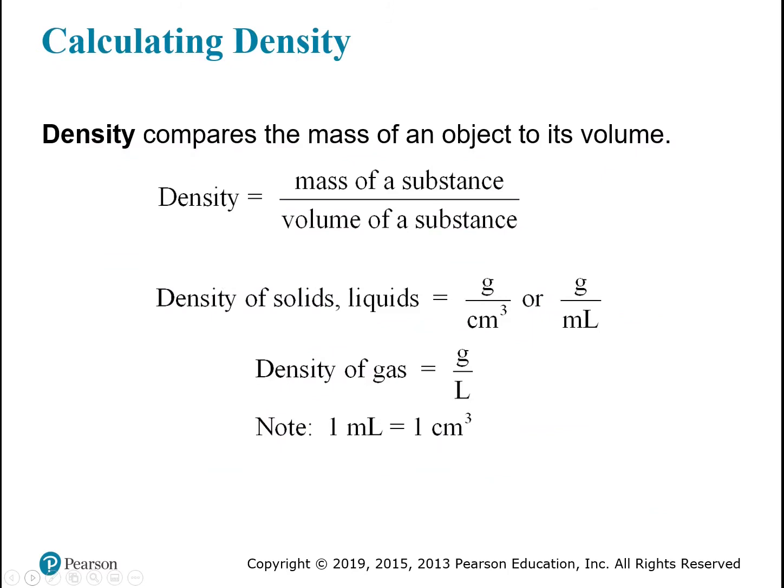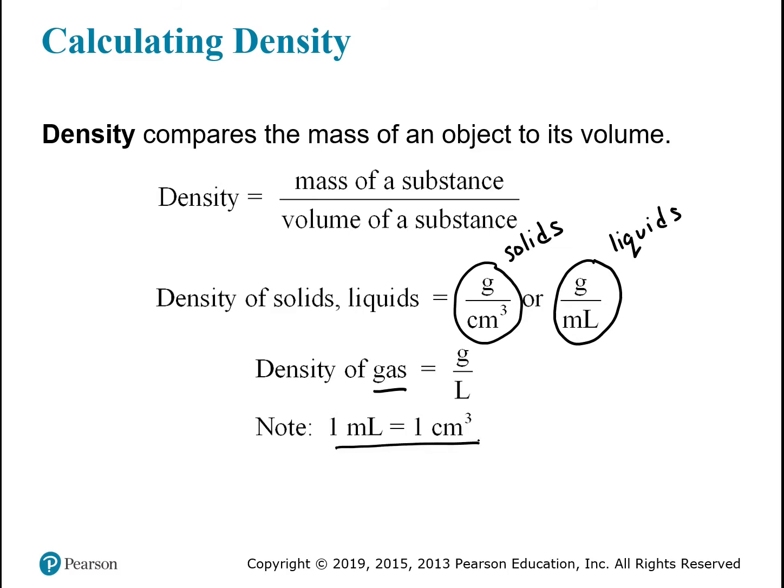Density compares the mass of an object to its volume. You may see any of 3 different ways that you can represent the units of density. Grams per centimeter cubed, you'll see that for solids. Grams per milliliter, for liquids. And for gases, it's grams per liter. Remember from the first part of the Chapter 2 lecture, 1 milliliter is the same thing as 1 centimeter cubed.